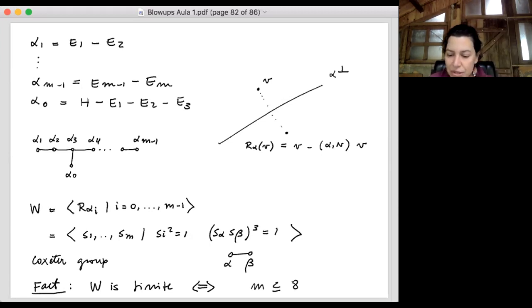Okay, so let me just finish by discussing the cases in a little bit more detail, the case of m equals 9 points and at least 10 points.